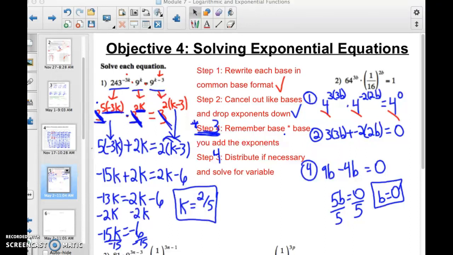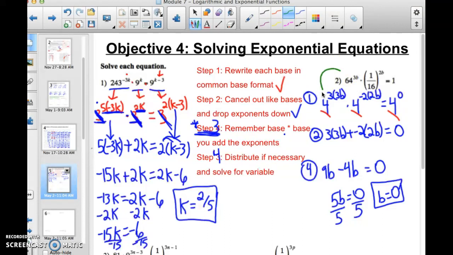Step 1, I found the common base of the bases 64, 1/16, and 1 to be 4. 4 raised to the third is 64, so I rewrote 64 as 4 raised to the third. And I had to multiply 3 with that 3b that already existed up there. Then 1/16 can be rewritten as 4 raised to the negative 2, and I multiply that negative 2 with that 2b, and I wrote that there. And then 4 raised to the 0 is 1. So my common bases are 4.